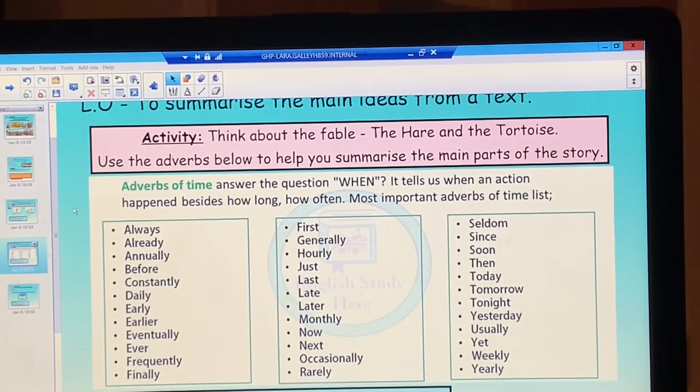For example, on the screen I've got a word bank of adverbs, and they answer the question when, so it tells us when an action happens, besides how long, how often. So here's some of the important adverbs of time. For example, already, before, last, then, next. Make sure that when you are writing your summary, you are using adverbs of time to help you summarise.